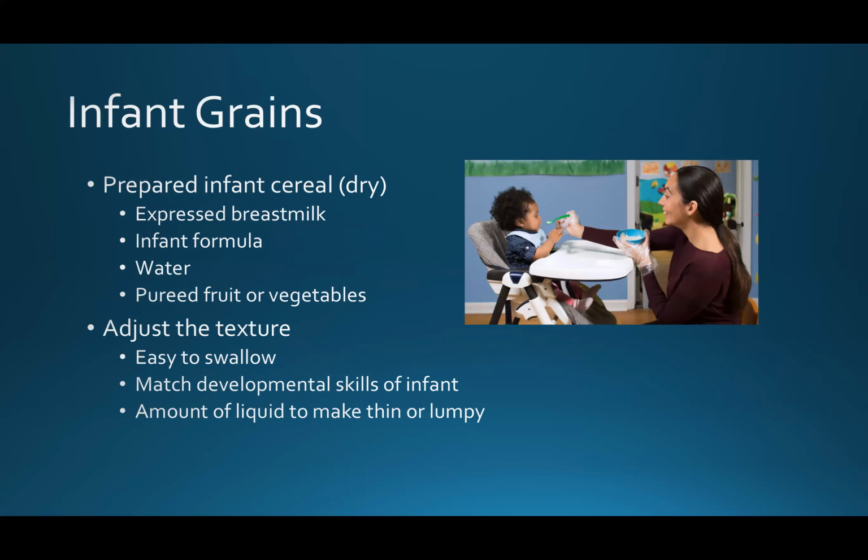Infant cereal may be prepared with expressed breast milk, infant formula, water, and/or pureed fruit or vegetables to produce a smooth cereal that is not too thick and is easy for a baby to swallow. As the baby gets older, the texture of the cereal can be adjusted to match their developmental skills. The texture can range from thin to lumpy, depending on the amount of liquid added.